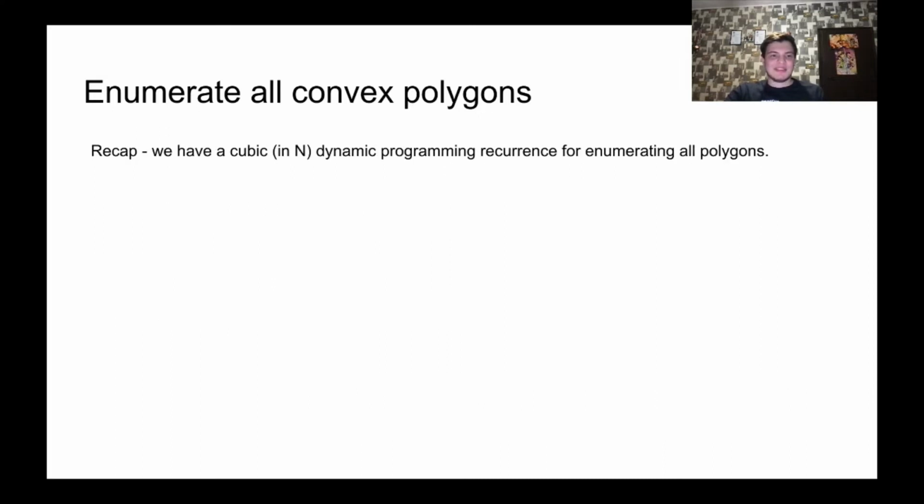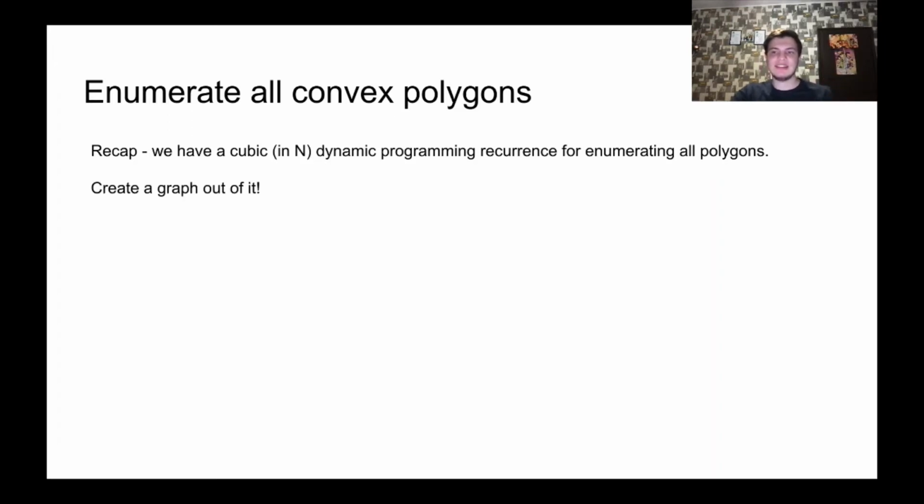Okay, so to recap, right now we have a cubic in N dynamic programming solution that enumerates all polygons. I mean, currently it doesn't really enumerate them, it basically just finds the largest area. And what we have to do here is to notice that we can convert our problem to a graph theory one.